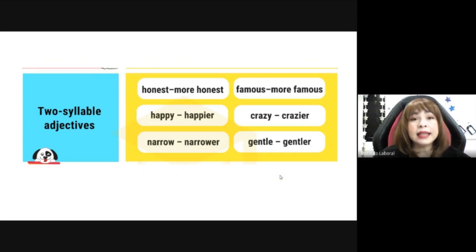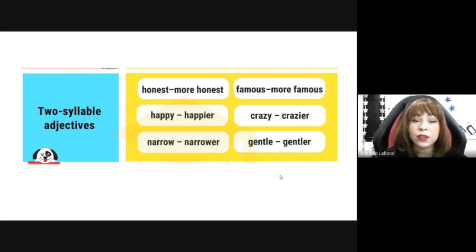Remember, syllables are divided by the sound. Honest, two syllables. Famous. So in those cases, we add the word more before the adjective. Honest, more honest. Famous, more famous.